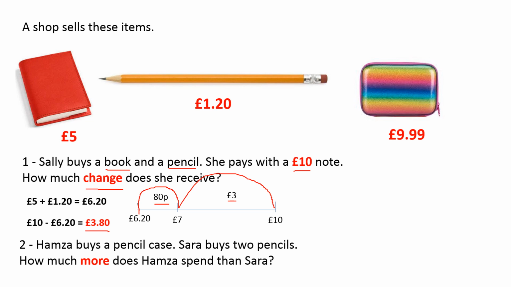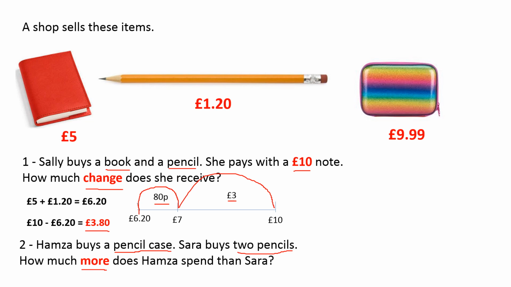Excellent. Now let's go through the second question. So you need to concentrate for this one because there's also a few elements to it. Hamza buys a pencil case and Sarah buys 2 pencils. So over here, a pencil case, underlining the keyword, and Sarah buys 2 pencils. How much more does Hamza spend than Sarah? So what do we do over here? We know that the pencil case costs £9.99.